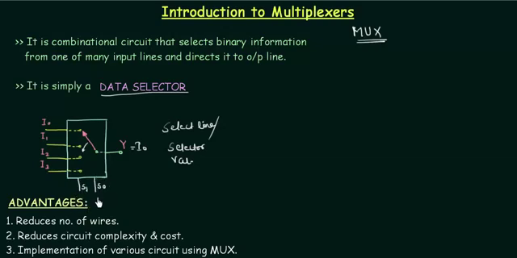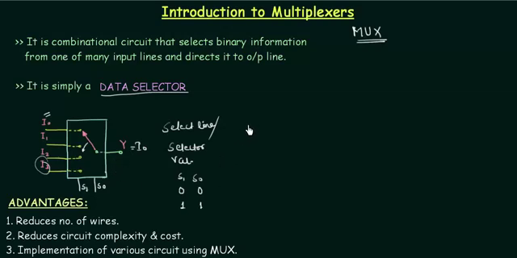So when the values of S0 and S1 are 0, 0, let's say this is your S0, this is your S1, then the input I0 will be selected and output Y will be I0. Very simple. Similarly, when S1 and S0 are 1, 1, the input I3 is selected as the output Y. I think it is now a little bit clear to you. We will see this in great detail in the coming presentations.